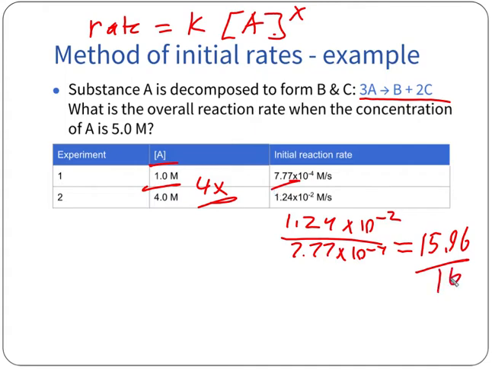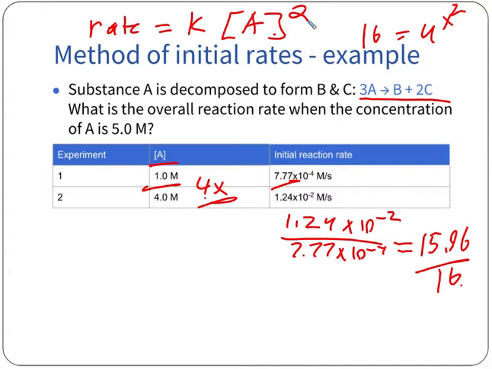And 16 is 4 to what power? So it's 4 squared. And so that means that since 4 squared is 16, because really that's what we're doing, we're saying 4 to the x equals 16, so it has to be a 2 right up there. That means that our x is going to be 2. And so the order of the reaction with respect to A is 2. So we got a rate of K times the concentration of A squared.